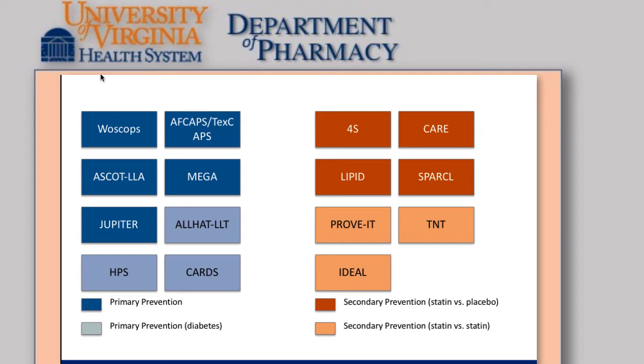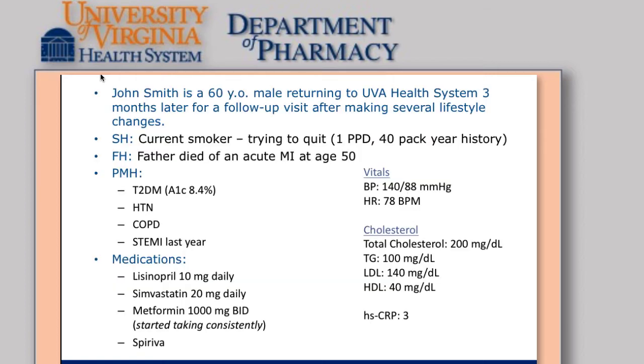Now, when we talk about statins and benefit, there are tons and tons of trials. I could probably spend the next 2 weeks talking to you about each of these trials, but I won't do that to you today. Today, we're just going to focus on 2 of these: a primary prevention trial called JUPITER, and a secondary prevention trial called PROVE IT. But before we talk about those, we'll go back to our patient case.